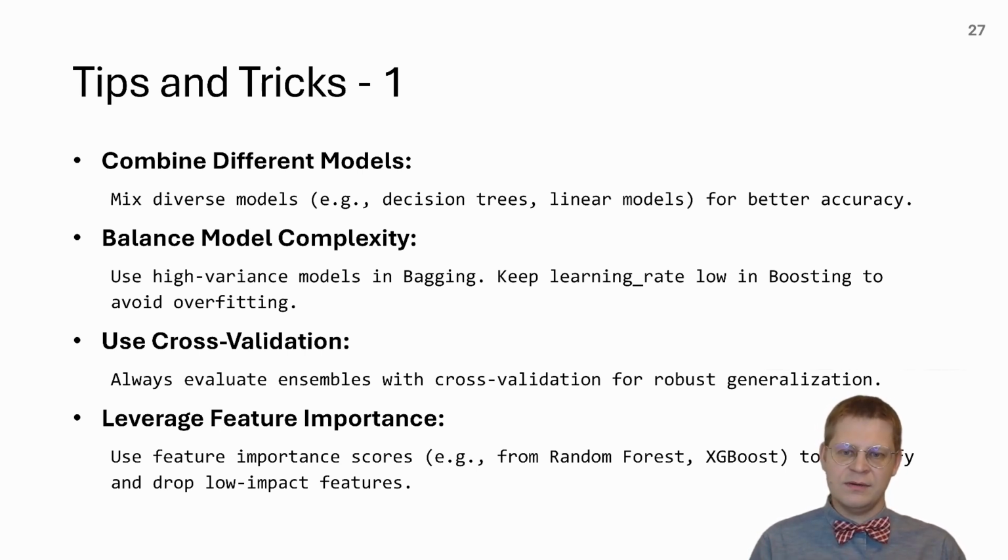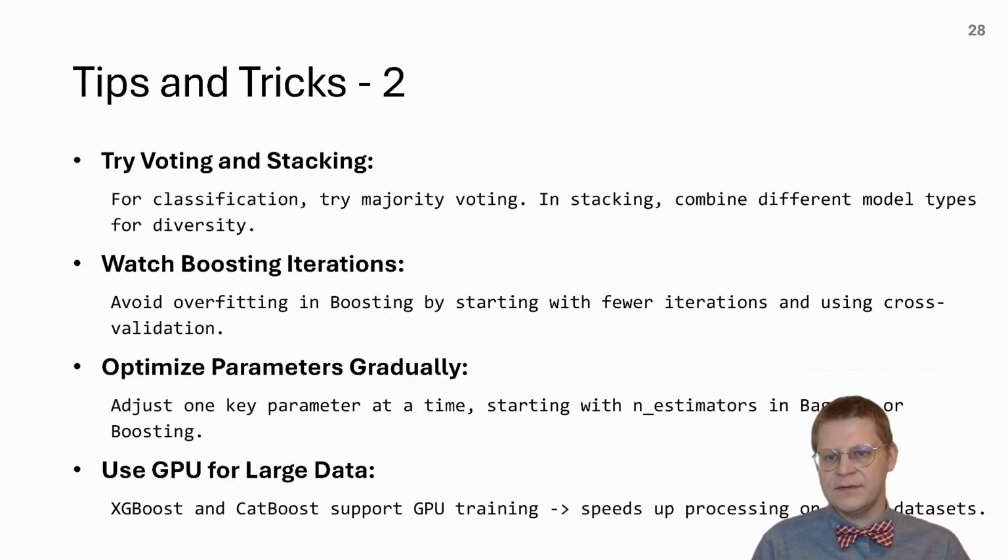And keep in mind the feature importance to understand what is going on and to identify low impact features or identify overfitting. Try voting and stacking. For classification, try majority voting, and in stacking, combine different model types for diversity. And watch boosting iterations. Avoid overfitting in boosting by starting with fewer iterations and using cross-validation. And gradually optimize parameters. Adjust one key parameter at a time, starting with the number of estimators in bagging or boosting.